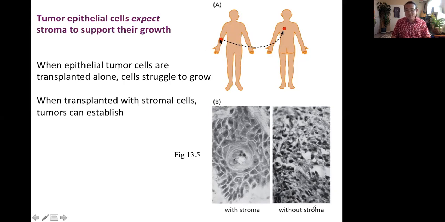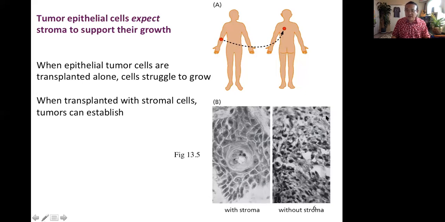But what they did was they would take, in patients who had, let's say, a tumor in the arm, some of the cells from that tumor and actually try to transplant them somewhere else on the patient's own body, for example, on the back over here. And what they found was that if you just took the epithelial tumor cells alone and transplanted those, once they're transplanted, let's say from the arm to the back, they would struggle to grow.